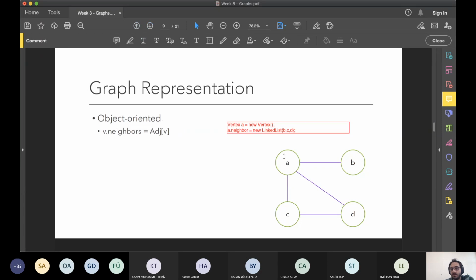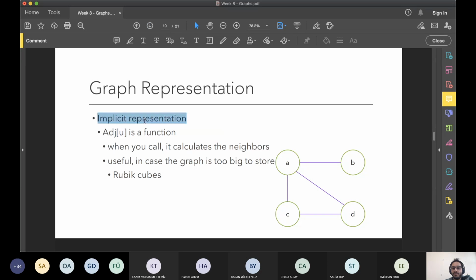We just said that these are their neighbors. So the neighbors of A are C and B; we have to say it explicitly. But with implicit representation, we do not say that D is a neighbor of A. When we call what the neighbors of A are, we calculate that D is a neighbor of A. Is the difference clear?